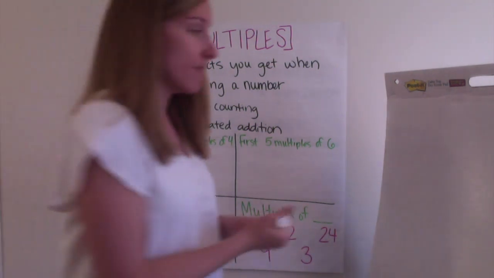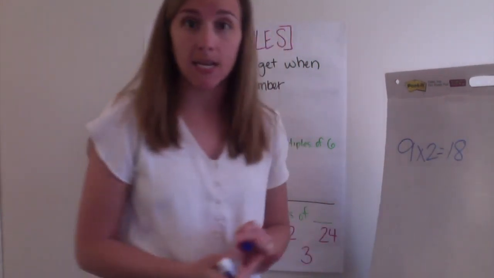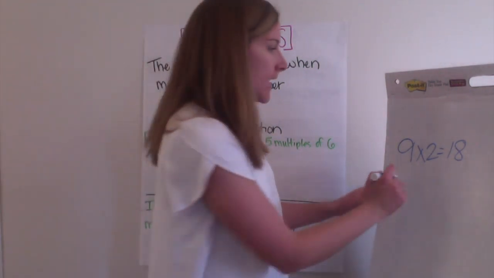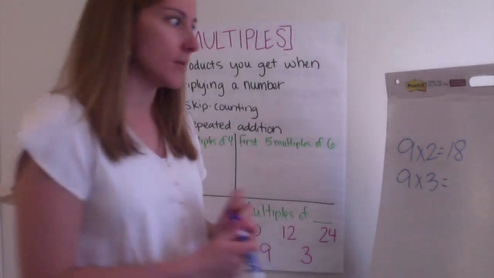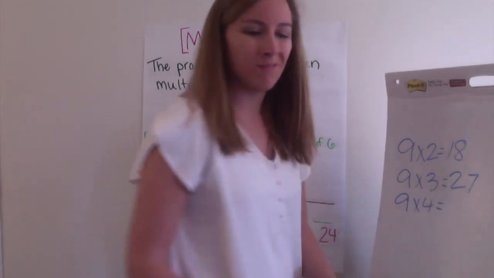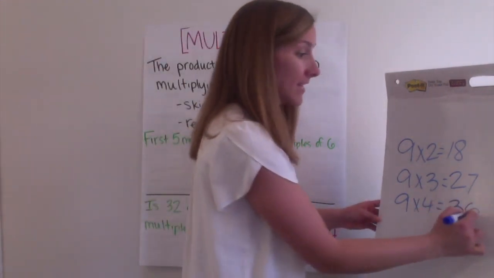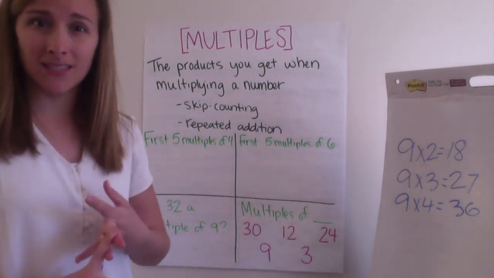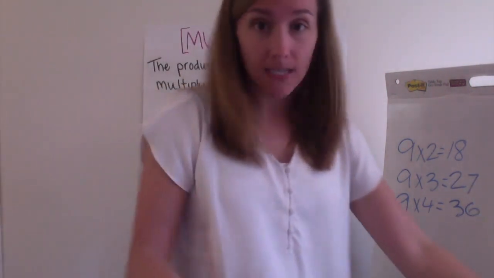So I'm thinking that I know that 9 times 2 is 18. I do know that. So maybe I could add another 9. Could I skip count again? Well, 9 times 3 is going to get me 27. Okay, maybe I could do one more. But 9 times 4, though, is going to get you 36. So is it possible to skip count by 9s to get to 32? It's not going to be possible. So is it a multiple?